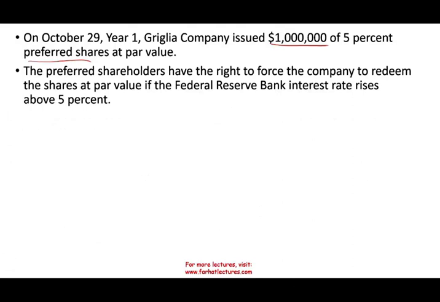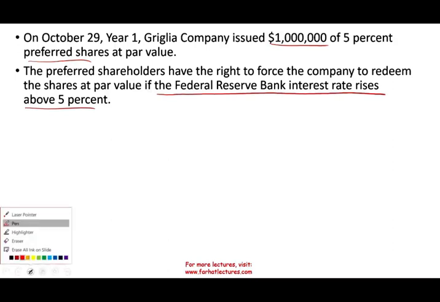On October 29th, year one, this company issued 1 million 5% preferred shares at par value. The preferred shares have a right to force the company to redeem the shares at par value. There's even a contingency: if the Federal Reserve Bank interest rate rises above 5%, to be more specific. So this is the contingency. The company has to buy it back from you if the Federal Reserve Bank interest rate rises above 5%. This is what a contingent liability is. Is this a stock or is this a debt now? Well, now it's a debt. Why? Because there is a contingency to pay it back.